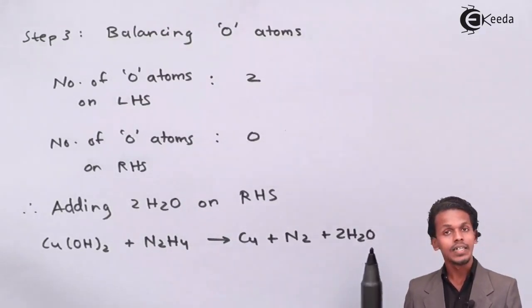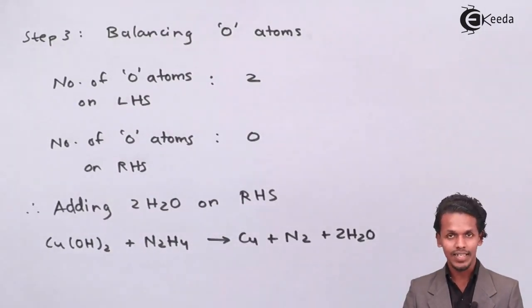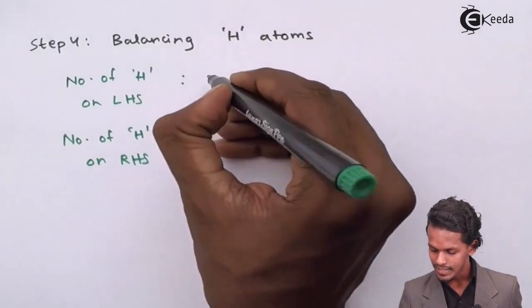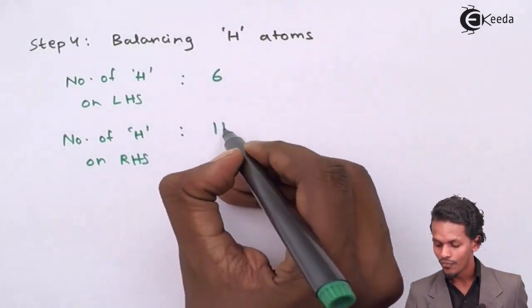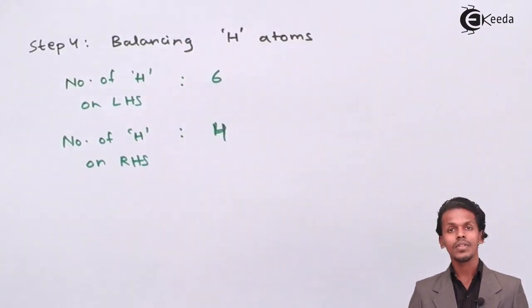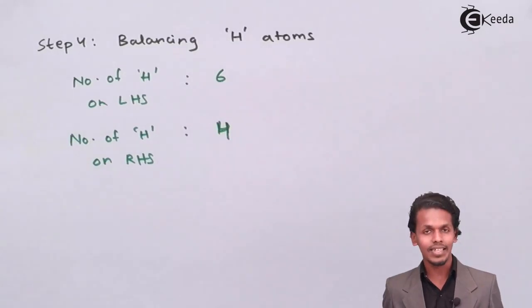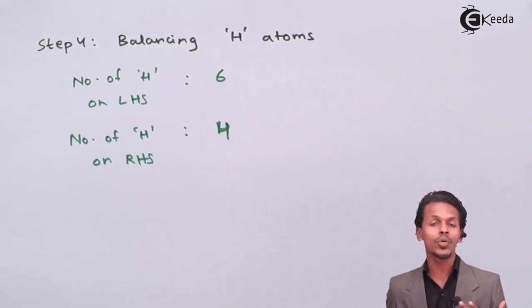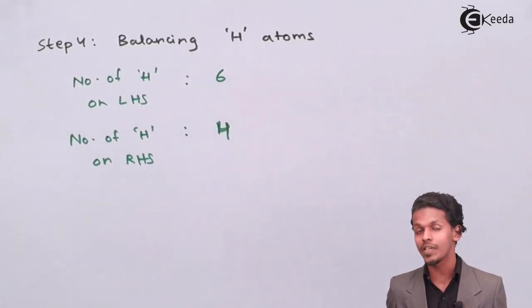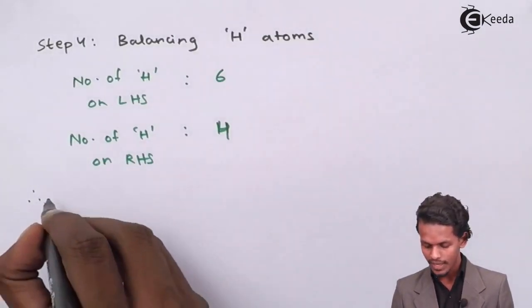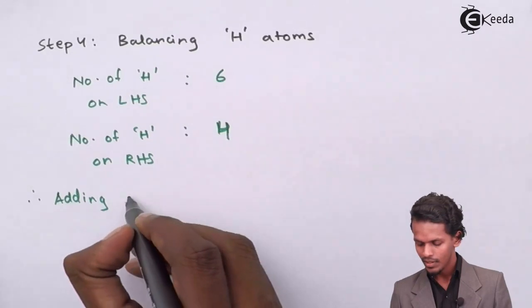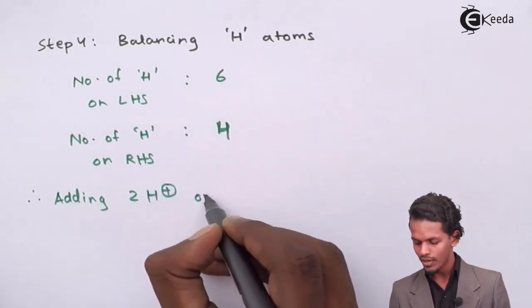While if I compare the right one, there are 4 atoms of hydrogen present on the right hand side. So on left hand side there is 6, while on right hand side there are 4. So there is deficiency of hydrogen atoms on right hand side. There is deficiency of 2 hydrogens on right hand side. So in this case, what we are going to do is add 2 times of H plus ion on right hand side.